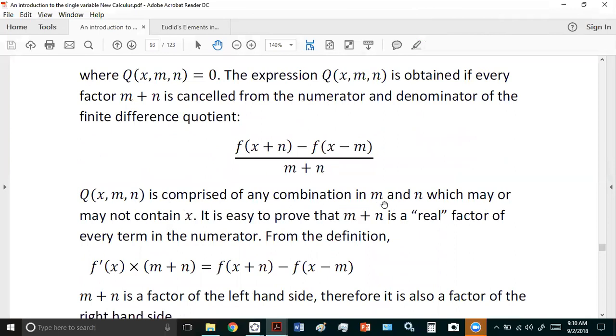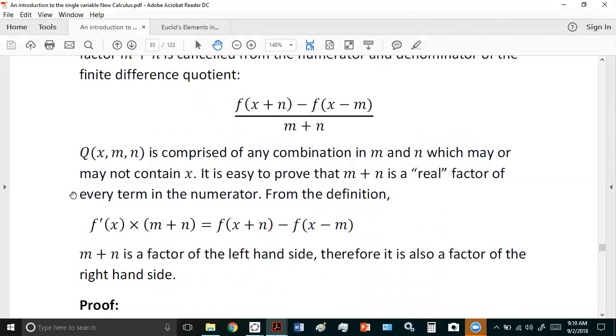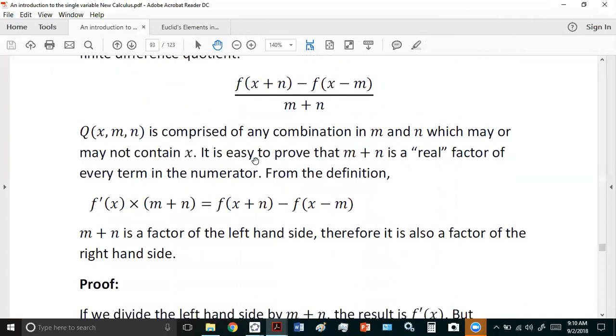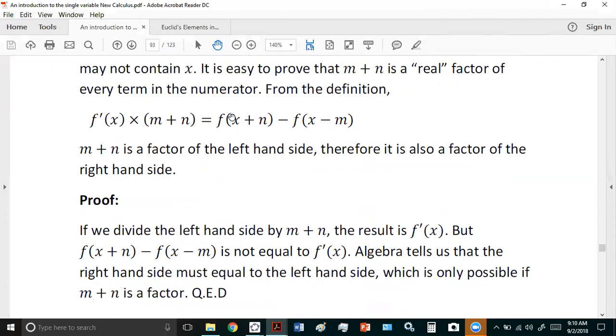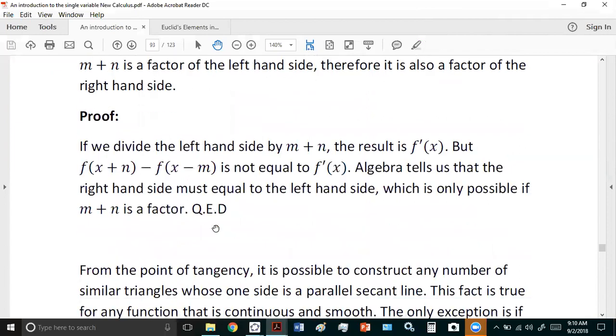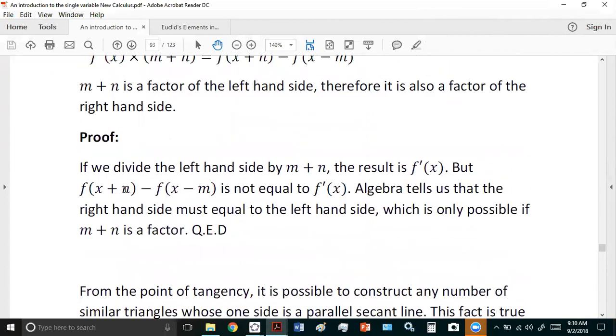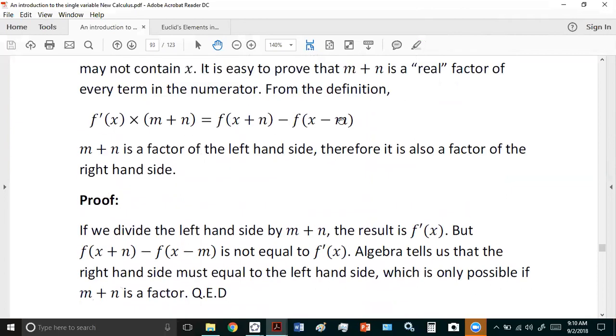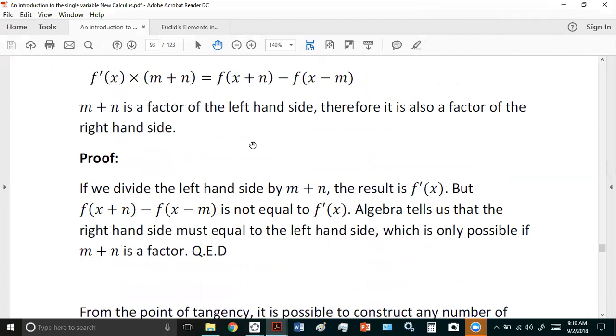And it is comprised of any combination in m and n, right, which may or may not contain x. And it is also very easy to prove that m plus n is a real factor of every term in the numerator. So from the definition, this is true, yes, from the definition. Now, m plus n is a factor of the left-hand side. Therefore, it is also a factor of the right-hand side. And it's only possible for it to be a factor of the right-hand side if it divides every term of the right-hand side. So we know then that m plus n is a factor of both sides and every term on the right-hand side.